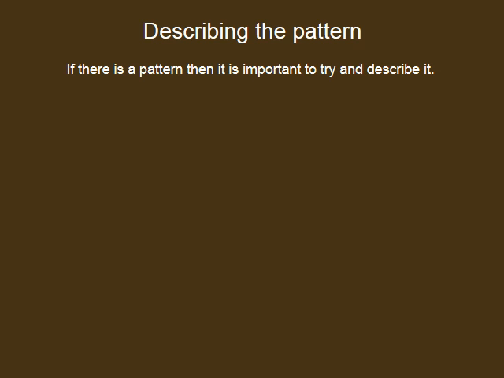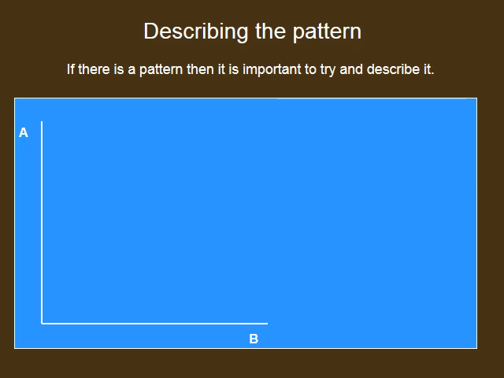So now we're going to the point of describing the pattern. Describing the pattern is critical for the achieved, merit and excellence component of this internal. You need to be able to describe the pattern in all three cases. So if there is a pattern, then it's important we try and describe it. Here we have two variables, A, which is the dependent variable, and B, which is the independent variable. So we're changing B and getting an effect in A. So as A increases, B increases.